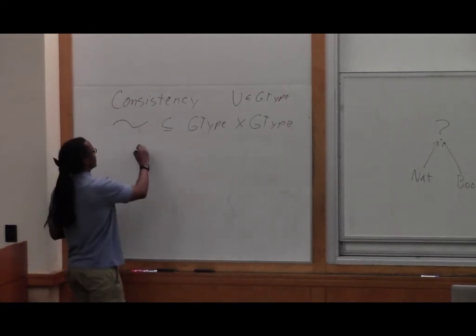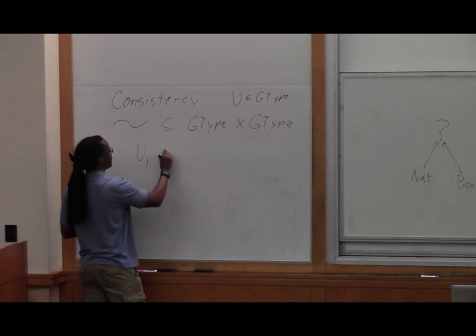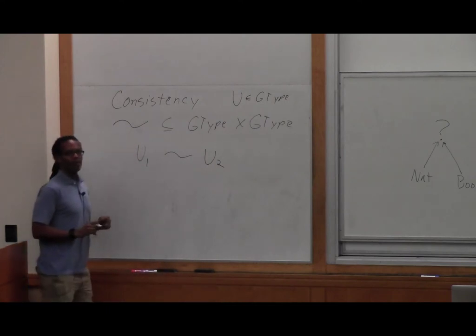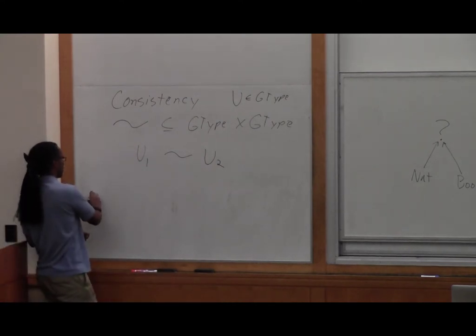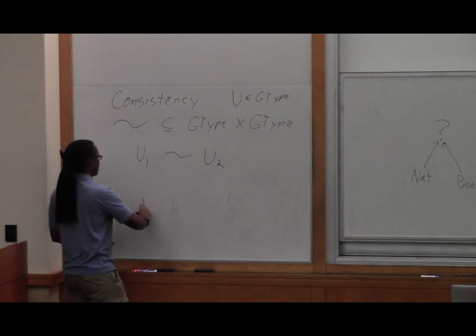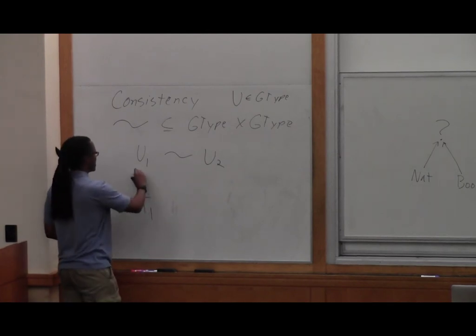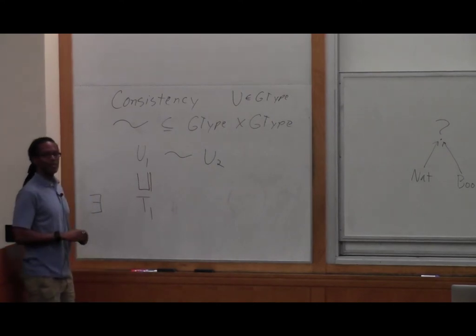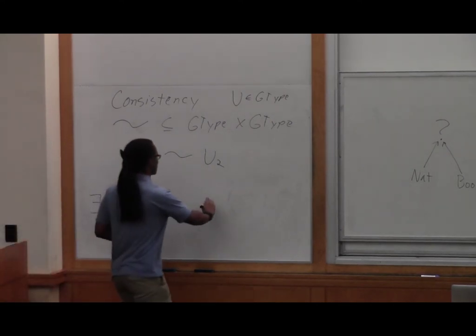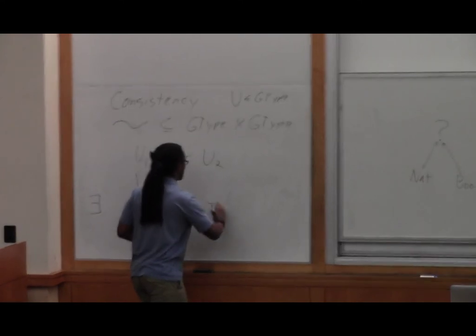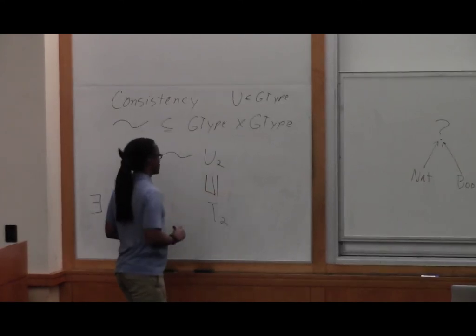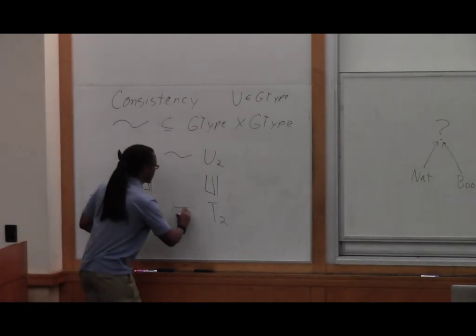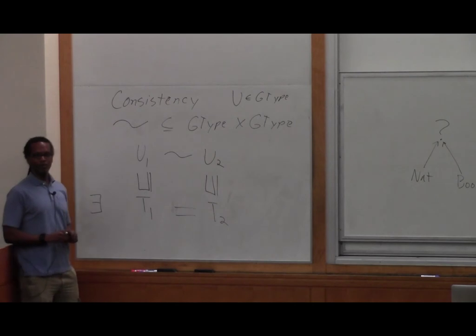So a type U1 is consistent with U2 if there exists some static type T1 that U1 is less imprecise than, and there exists a static type T2 such that U2 is less imprecise than T2, and these two are equal.